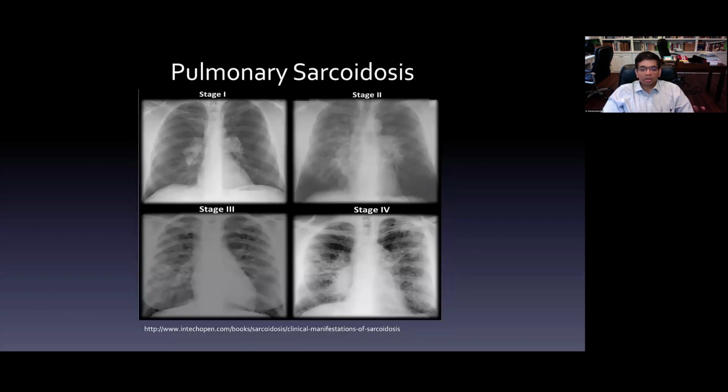Pulmonary sarcoid, this is an example of the findings on a chest x-ray. When you look at sarcoid, a patient may have stage 1 disease where there's hilar adenopathy, but as you progress into the end stages of the disease, you'll see much more interstitial lung markings and eventually emphysematous changes and restrictive lung disease developing in very advanced stages of sarcoid.